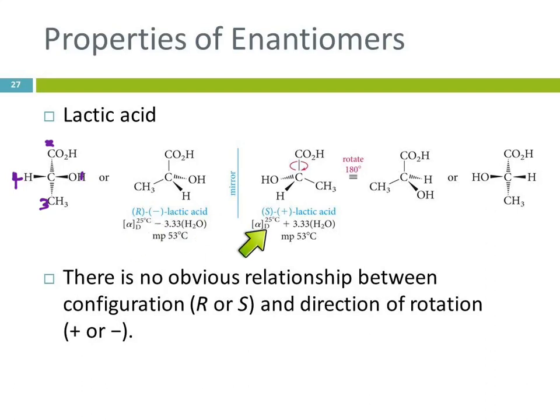Right-handed version, left-handed version. If we look at their melting points, 53 degrees, 53 degrees. Their melting points are exactly the same. But if we look at the rotation of light, and alpha is the symbol that they use for that, this one rotates it to the left, 3.33 degrees, and this rotates to the right, 3.33. The degree of rotation is the same, it's just in the opposite direction.